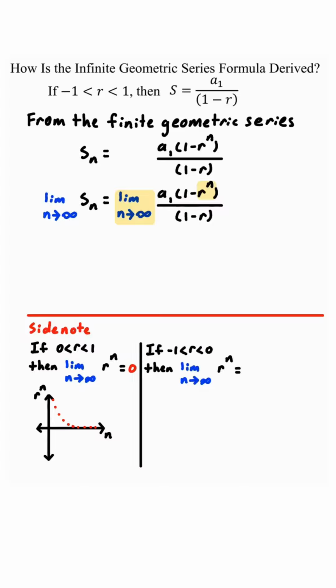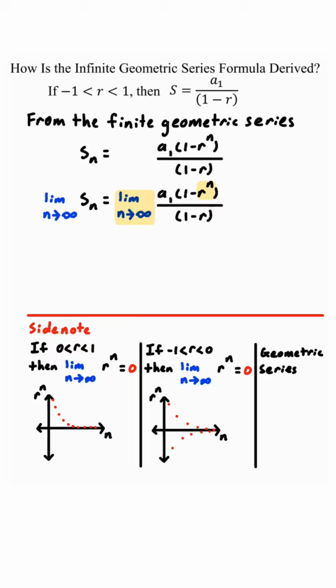Well, what about if r is between -1 and 0? Then what is the limit as n approaches infinity of r to the power n? Well, here's the graph again. This time we'll notice that the graph is going to alternate between positive and negative, and it's getting closer and closer to 0. For those wondering about what happened to r equals 0, well, for a geometric series, r is not equal to 0, as well as r is not equal to 1.